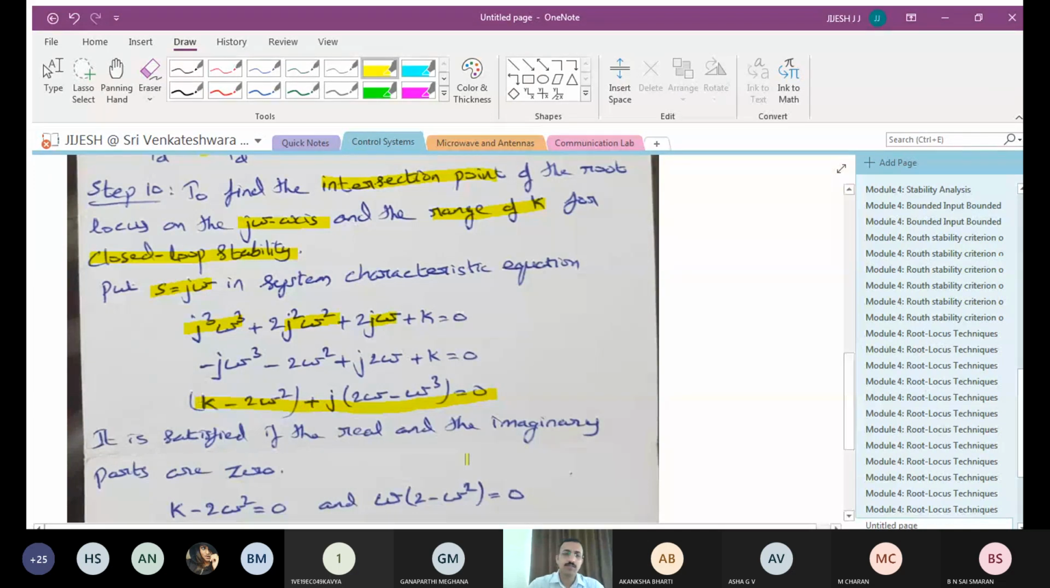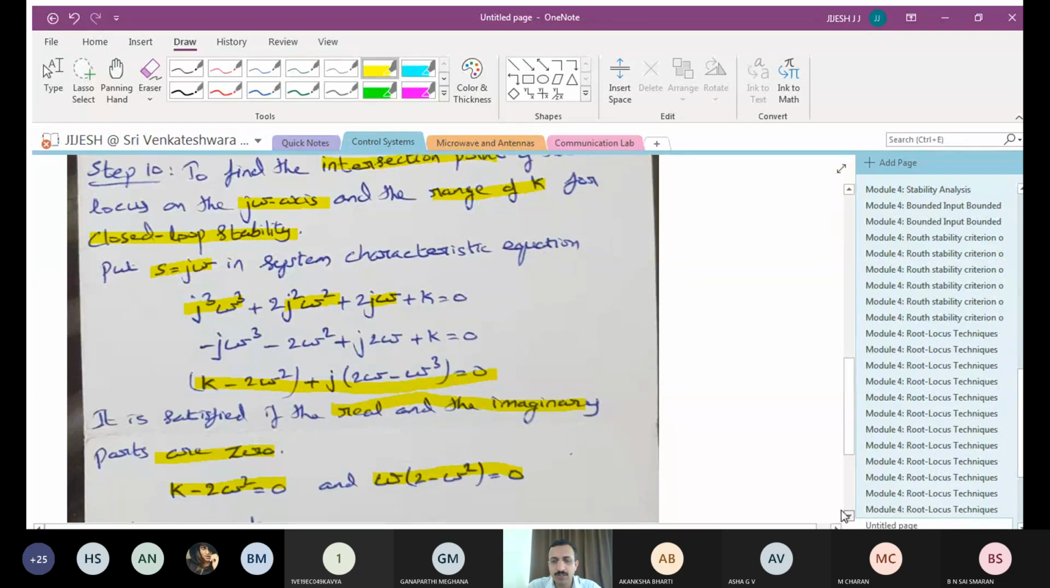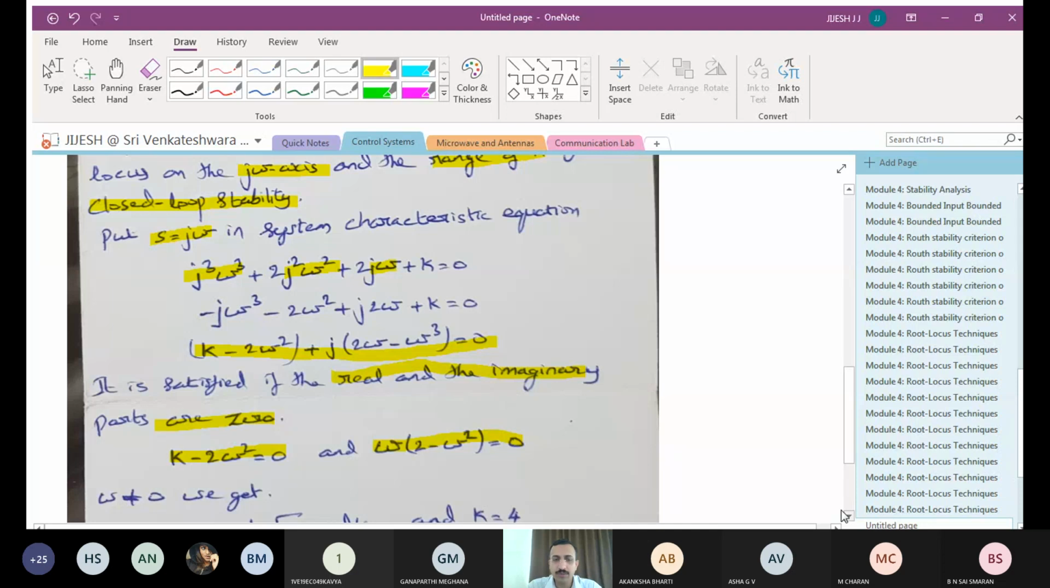So it is satisfied if the real and imaginary parts are 0. So I can take k minus 2 omega square is equal to 0 and 2 omega minus omega cube is equal to 0, or taking omega out, omega into 2 minus omega square is equal to 0. So the value of omega as well as k I can find out here. As you know, omega cannot be equal to 0, so omega not equal to 0, find out the value of k. And further you find out the value of omega.